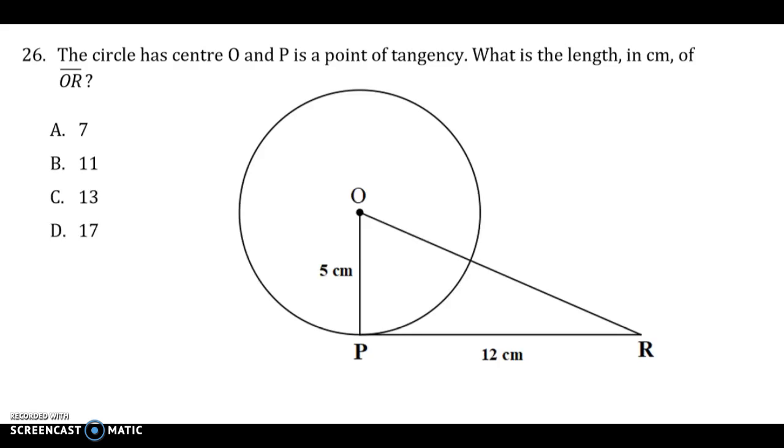In this question, we have a circle with center O and a point of tangency at P. What we want to know is the length in centimeters of OR, which is the hypotenuse located right here. So recall that when we have a point of tangency meeting a radius, which is what OP is, we form a right angle. So that gives us a right triangle in this context.